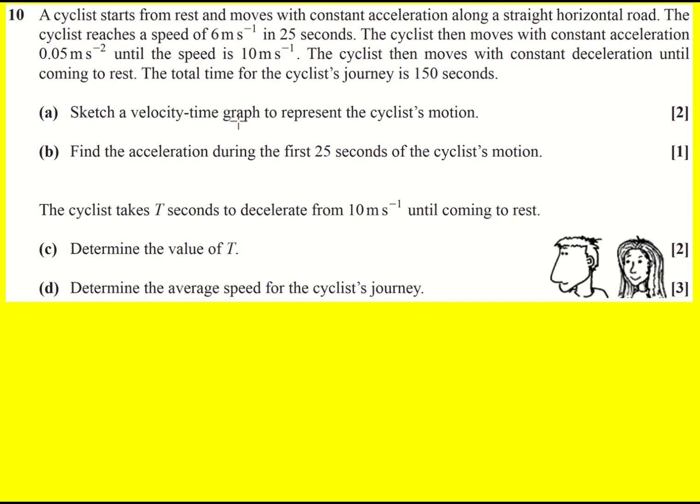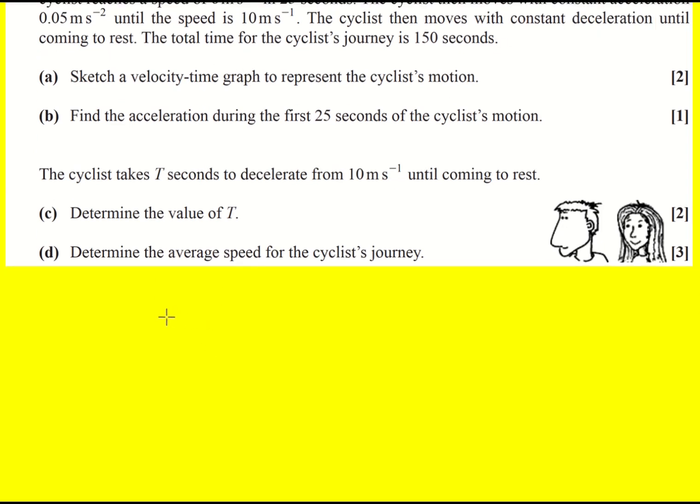We're asked in this question to sketch a velocity-time graph. So I'm just going to read the whole thing. We're starting from rest, reaching a speed of 6 meters per second in 25 seconds. Okay, so that's going to be increasing, and then accelerating further, and then decelerating till we come to rest. So all the values are going to be positive or zero.